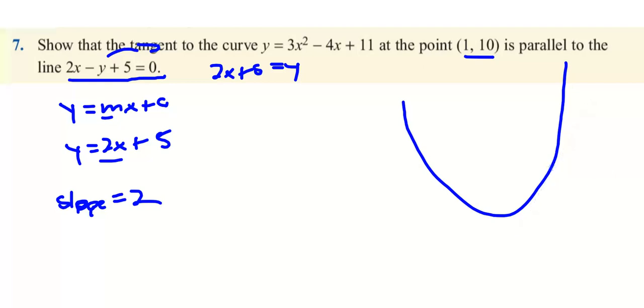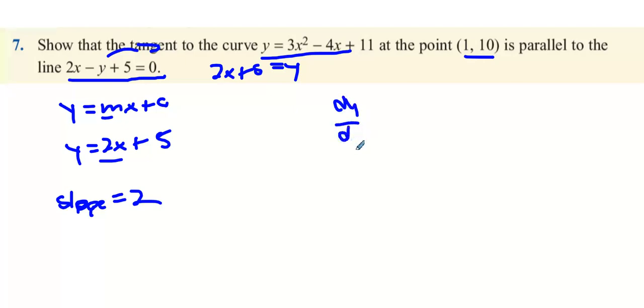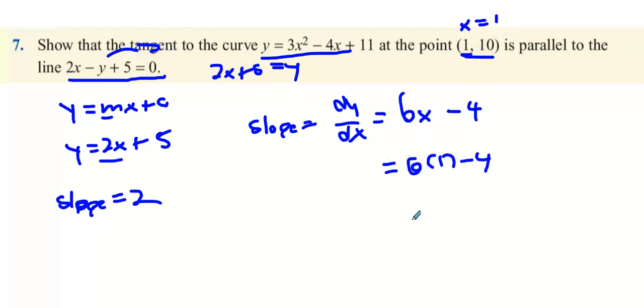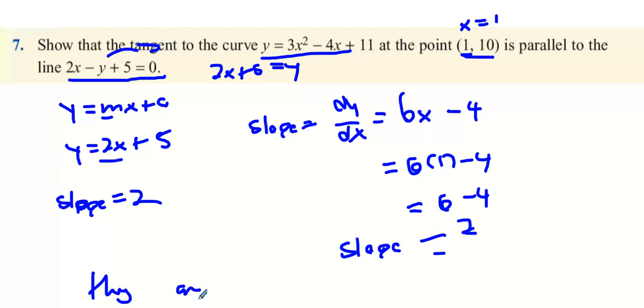Okay, so once again, we're going to go through the procedure of differentiating once. So dy/dx equals, bring the 2 to the front to make it 6x, differentiate the minus 4x to get minus 4. This is the slope. The number we're using is x equals 1 because we can see the x value is here. So it's 6 times 1 take away 4, which is 6 take away 4, which is 2. And the slope equals 2. Hence, they are parallel. Okay, and we're done.